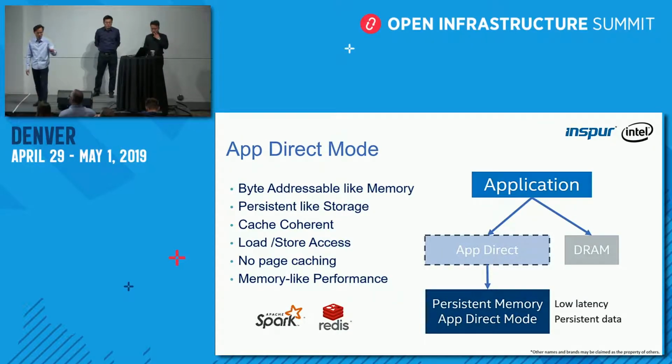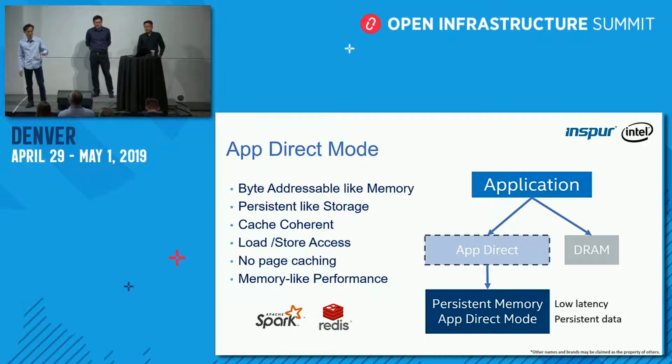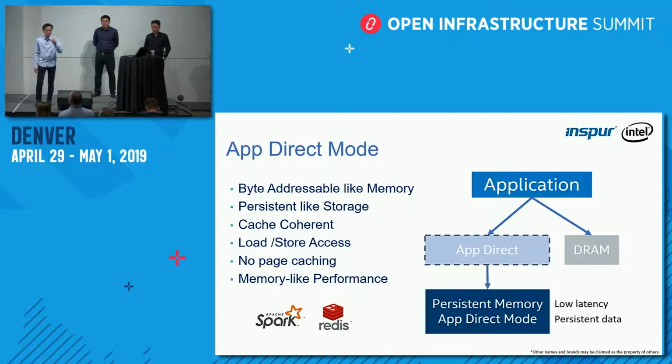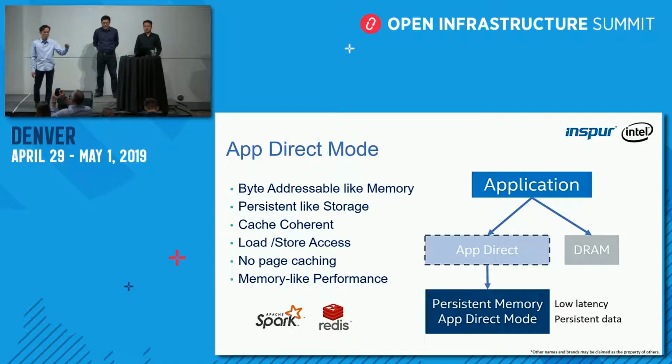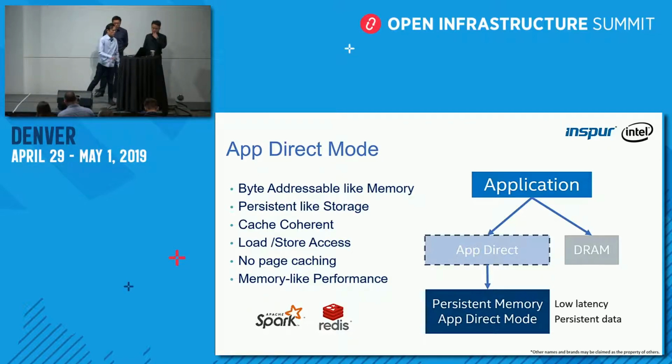App direct mode is basically byte addressable like a memory. It's persistent like storage, as I mentioned just now. But one key thing here is that in order to utilize these features, your applications such as Redis or Spark need to make changes to their code in order to write directly into the persistent memory module. The good news is we have already upstreamed the PMM features into many of the applications, including Spark and Redis. So today, if you want to run Spark with persistent memory, there are already upstream patches available that you can use to take advantage of the persistent memory app direct mode.